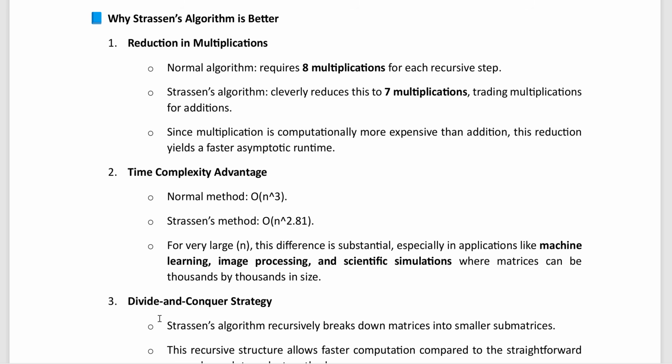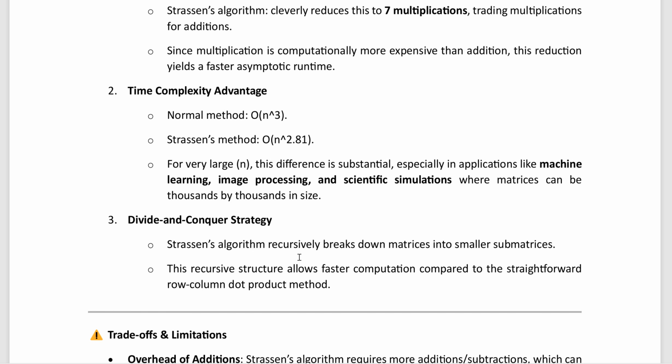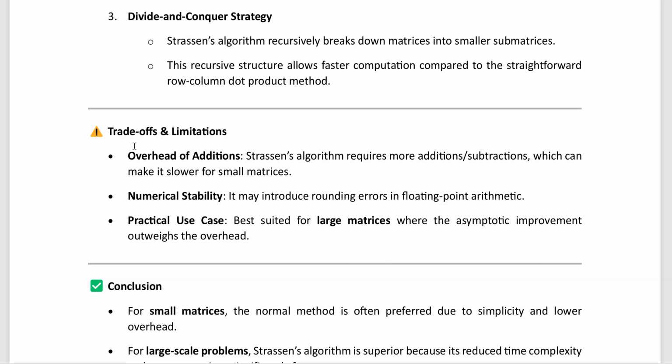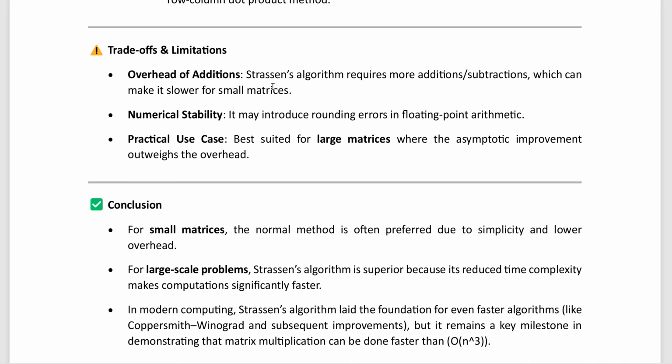The third reason why Strassen's algorithm is better is the divide and conquer strategy. Strassen's algorithm recursively breaks down matrices into smaller submatrices. This recursive structure allows faster computation compared to the straightforward row column dot product method. The trade-offs and limitations: overhead of additions. Strassen's algorithm requires more additions and subtractions, which can make it slower for small matrices. Numerical stability: it may introduce rounding errors in floating point arithmetic.